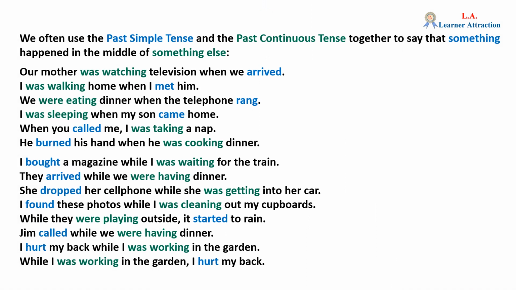We often use the past simple tense and the past continuous tense together to say that something happened in the middle of something else. Our mother was watching television when we arrived. I was walking home when I met him. We were eating dinner when the telephone rang. I was sleeping when my son came home. When you called me, I was taking a nap.